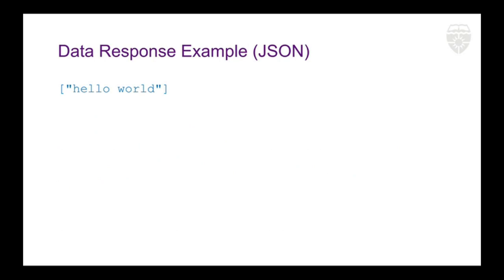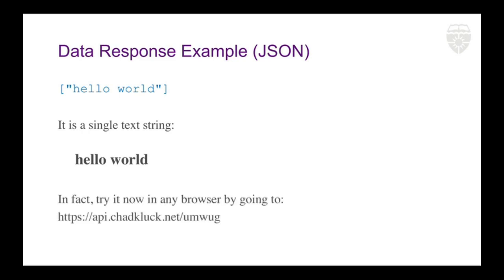So, here's a data response. Hello world. It's pretty simple. It's a text string. Hello world. You'll notice it's kind of in a markup language, not like the tags that you saw with the HTML, but you'll see the brackets. And then, of course, you'll see the quotes, denoting it's a string. Each of you right now can go into your phone or a browser. You can type in this URL, and you will get that. That is an API request right now that you can make from your phone.